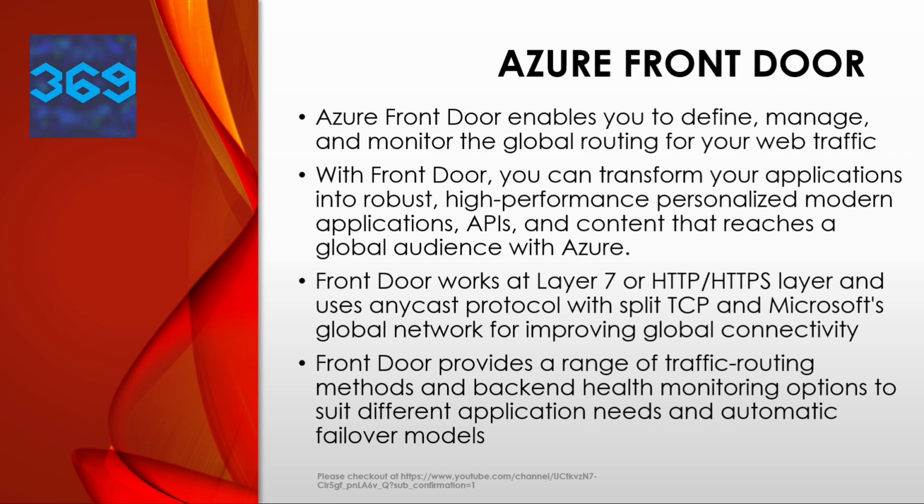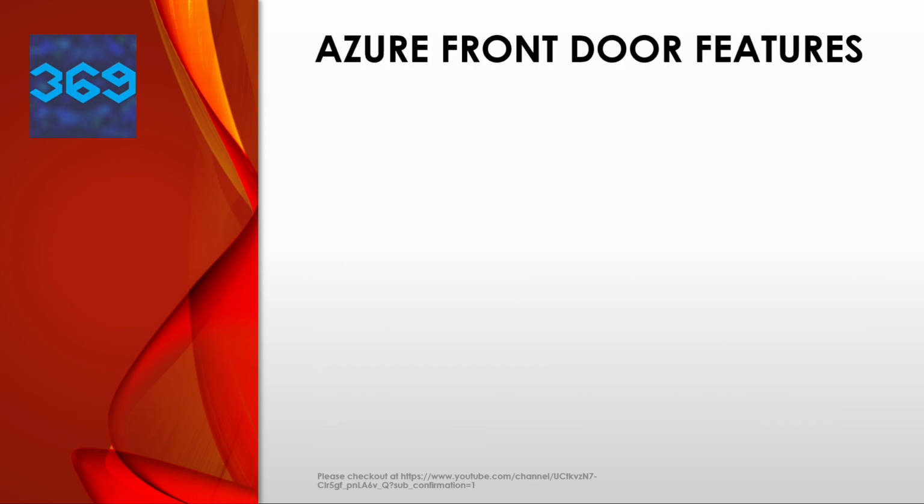Front Door provides a range of traffic routing methods and backend health monitoring options to suit different application needs and automatic failover models. It's actually similar to your Traffic Manager. Front Door is resilient to failures, including the failure of an entire Azure region. Traffic Manager is another application delivery service, which we are going to look at in the coming slides. All right, now let's move to the next one and talk about application delivery.